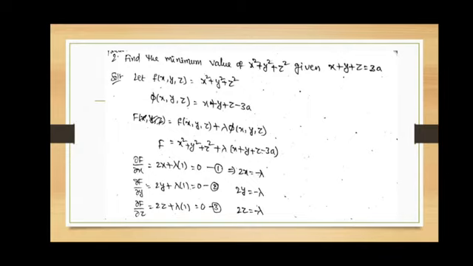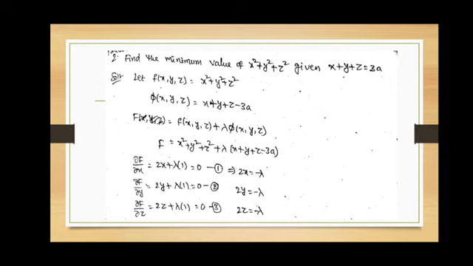f(x, y, z) plus lambda times phi(x, y, z). Now we substitute these functions, that is capital F is equal to x square plus y square plus z square plus lambda into (x plus y plus z minus 3a).